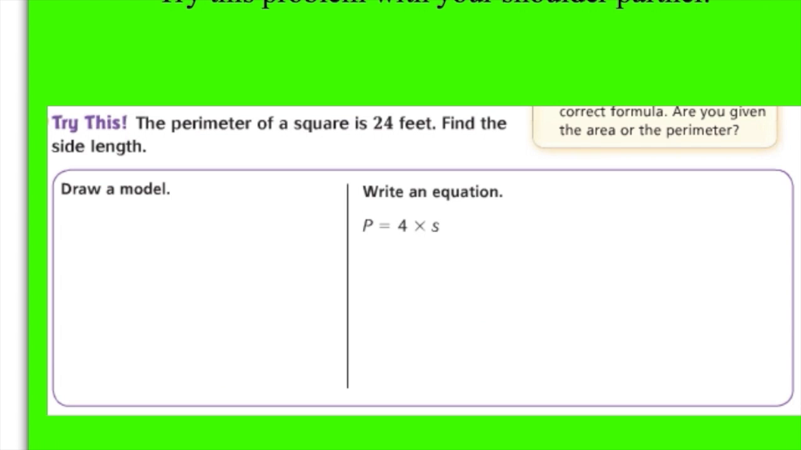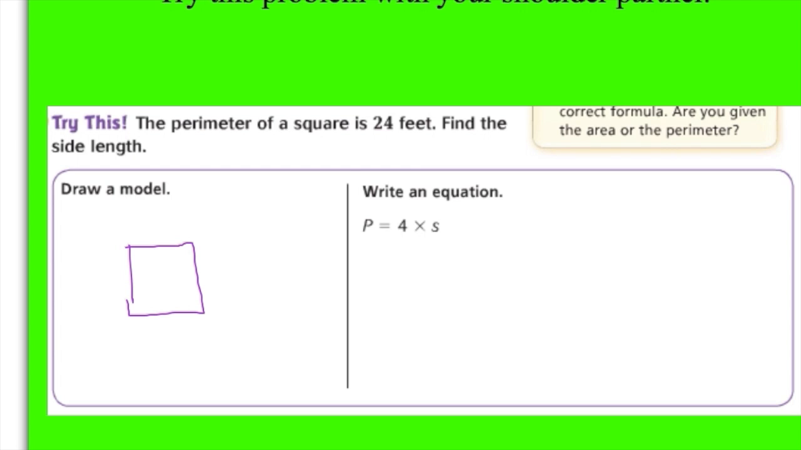Now this is a problem you're going to try with your shoulder partner. At home you're going to hit pause, and you're going to attempt this. The perimeter of a square is 24 feet. Find the side length. Alright, the first thing you should have noticed in the directions is, it says the perimeter of a square is 24 feet. So that means all sides are going to be what?